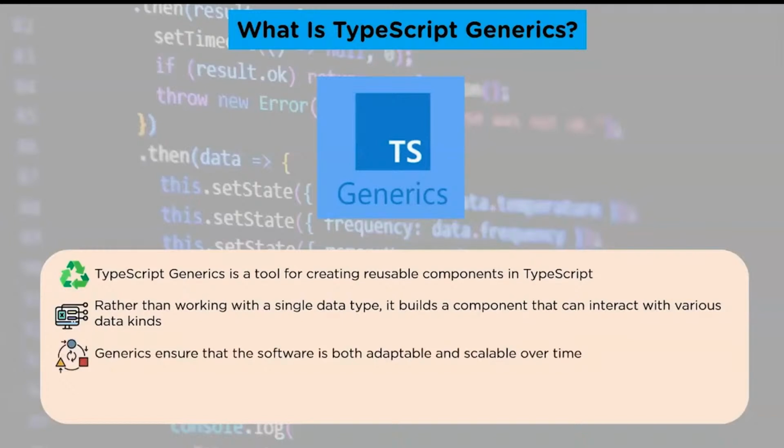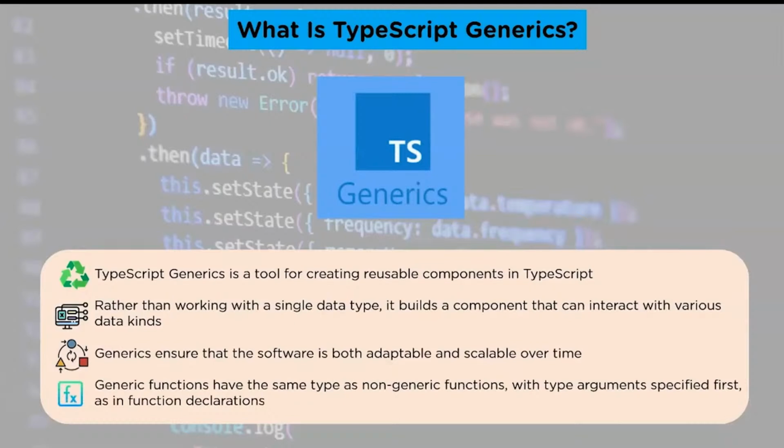Generics ensure that the software is both adaptable and scalable over time. Type safety is provided via generics without sacrificing performance or efficiency. The type variable in TypeScript is used to denote types and uses generics. Generic functions have the same type as non-generic functions with type arguments specified first, as in function declarations.